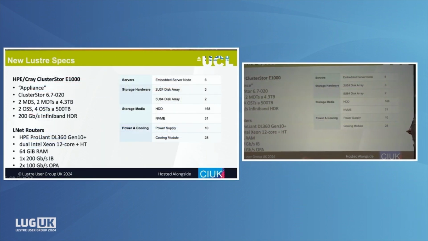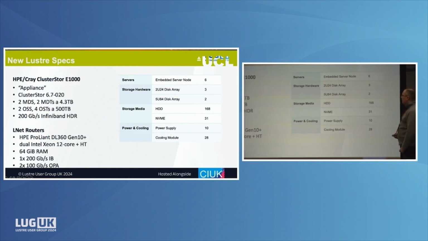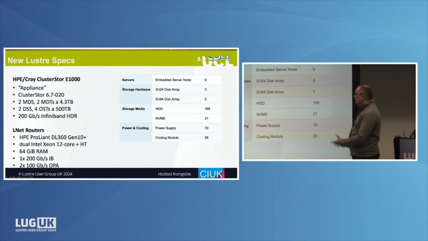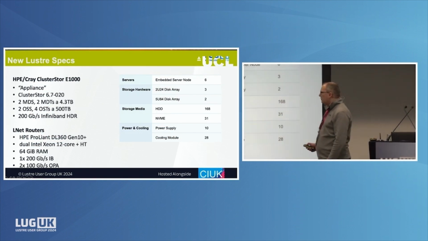Quick word about the specs of the new Lustre system. So as I mentioned, it's a HPE Cray Cluster Store E1000. We've met that before in Michele's talk, I think. This is, well, it can scale. I think these things can scale very big, but we basically have the baby version of that with just 2 metadata servers with NVMe drives, 2 object storage servers, hard drives serving 4 OSTs, internally, as I mentioned, 200 gig Infiniband.